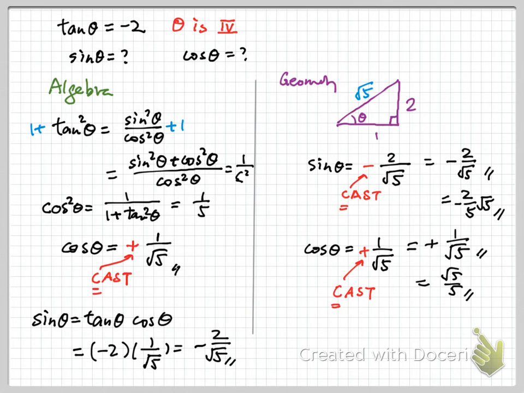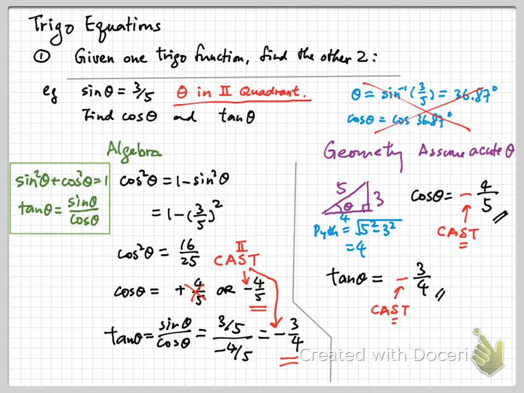Okay, so this is the part on how to find the other two trigonometric functions given one of them. There is a similar example. You can look at this one. We have a point here, and we have a reflex angle.